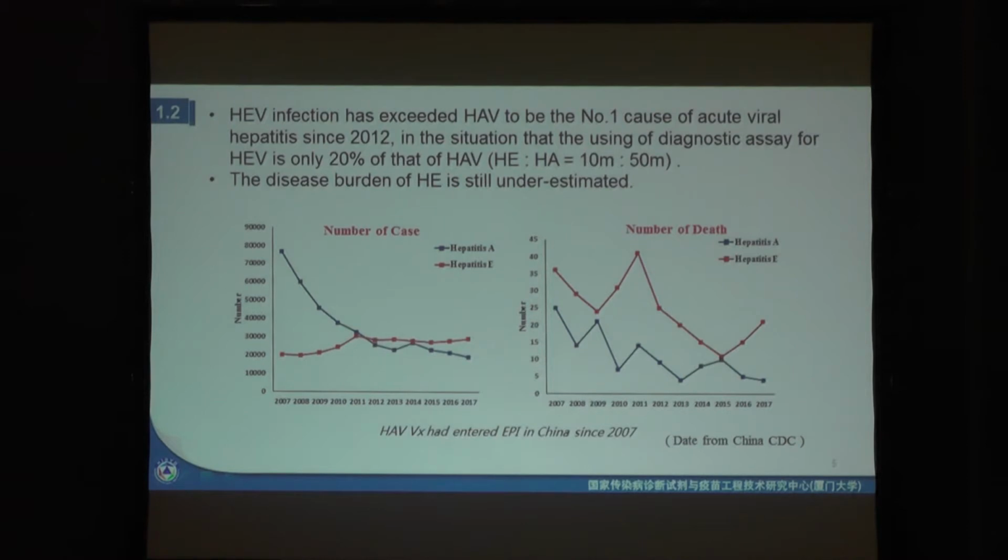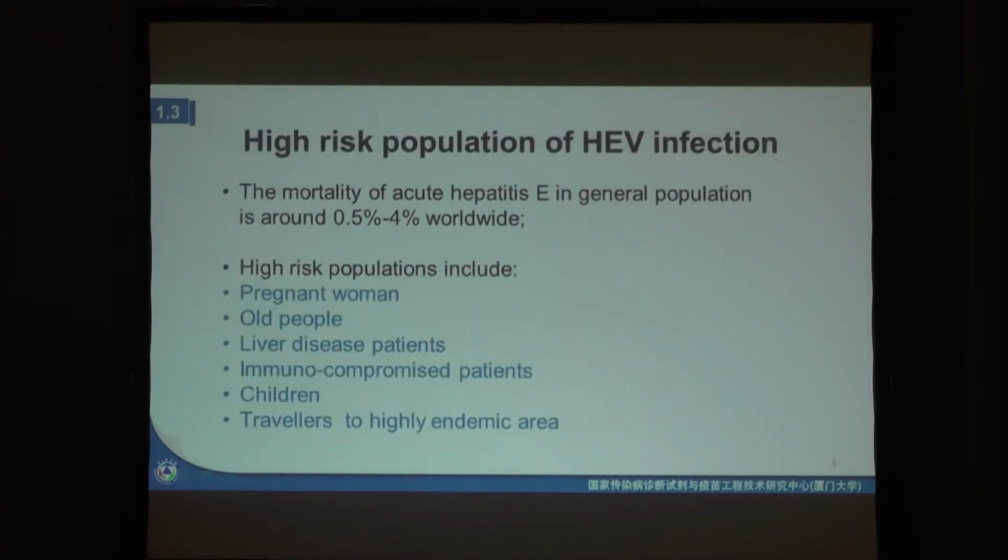And in China, HEV infection has exceeded HIV infection to be the number one cause of acute viral hepatitis since 2012. The use of diagnostic assays for HEV is only 20% of that of HAV reagents. That means the disease burden of hepatitis E is still being underestimated. And the mortality rate is higher for HEV than HAV infection. The mortality of acute hepatitis E in the general population is around 0.5 to 4% worldwide.